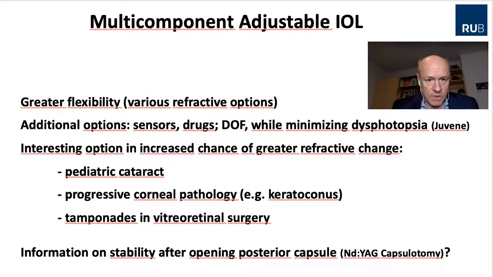So all these multi-component adjustable IOLs offer greater flexibility, additional options like sensors, drugs, depth of focus, and are a very interesting option in increased chance of greater refractive change like pediatric cataract, progressive cornea pathology, or the use of tamponades in vitreoretinal surgery. Still, information on the stability after opening the posterior capsule is lacking.